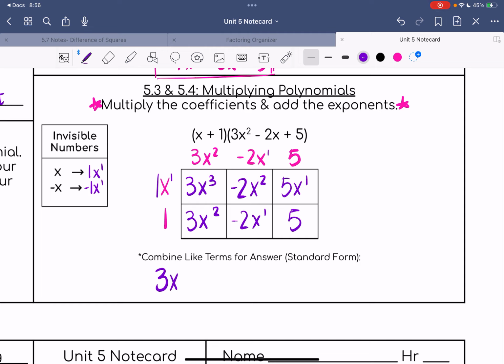So 3x cubed is my highest exponent. These two can combine to be 1x squared, because 3 minus 2 is 1. These two can combine together: negative 2x plus 5x is 3x to the first. And then we still have our plus 5 at the end.